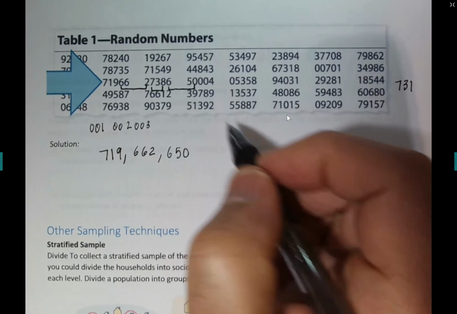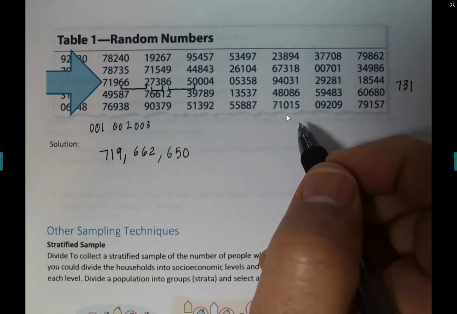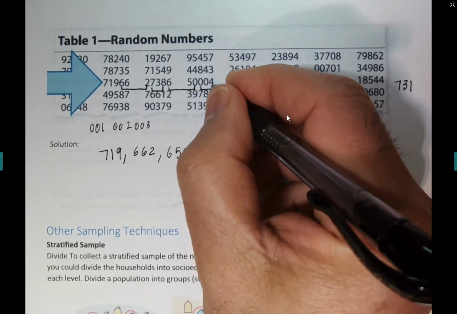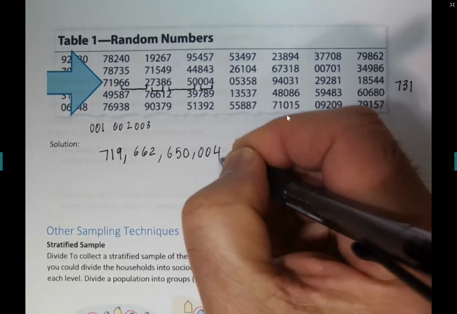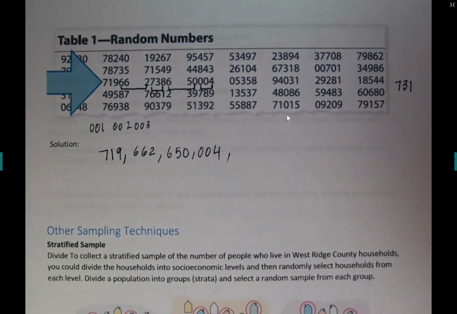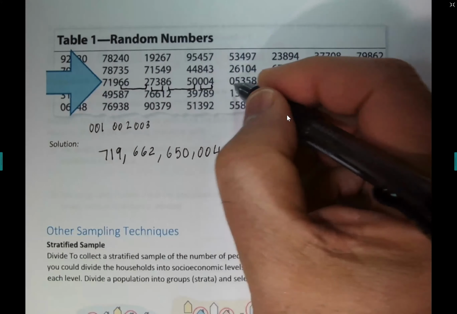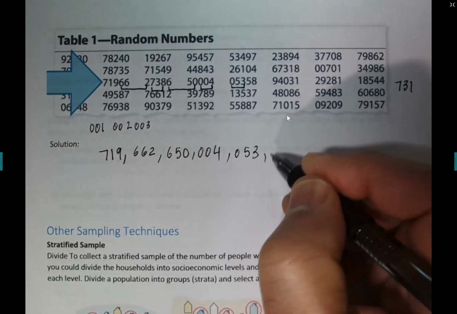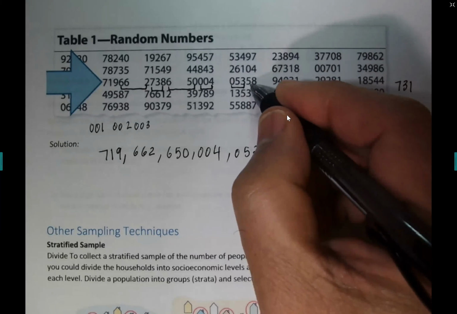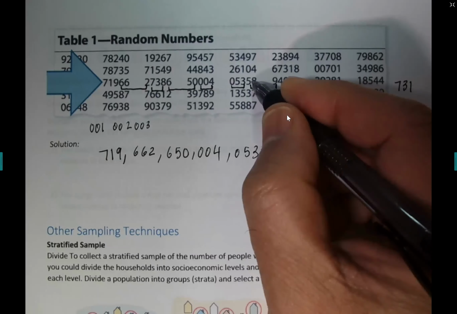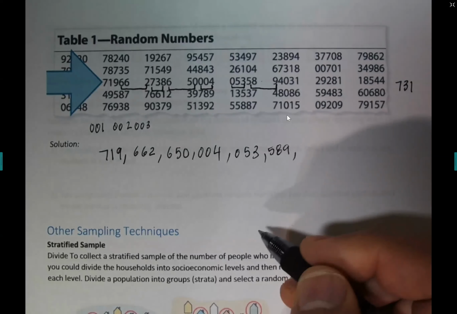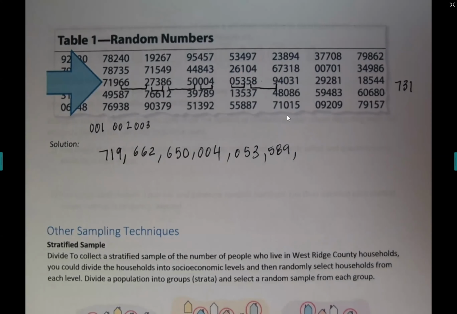You were probably wondering whether the single-digit students will never be picked. No, look at this one, guys. 004. See, that's from the single-digit ones. Okay, let's go to the next one. That's in the sample. You keep going until you get what you want. 589, that's in the sample. And what is it that you want? We want 8 students.